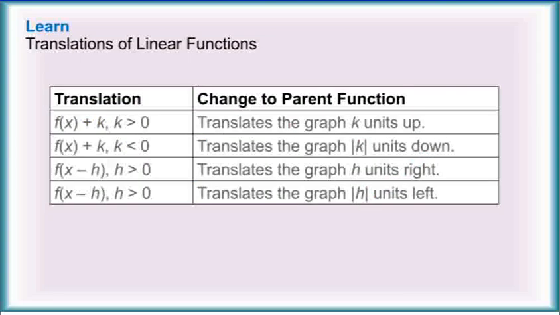Here's just in a table format. When you have a positive k, you go k units up. When k is negative, you go down. When h is positive, you go to the right, and when h is negative, you go to the left.